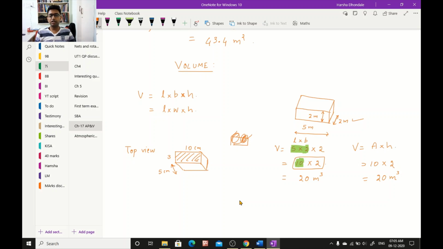So what is the area of this rectangle that you see at the top? It is 30 centimeter square, and let us say this height is 5 centimeter. So area into height, 5 centimeter gives me 5 3s are 15, 150 centimeter cube. So therefore volume can also be taken as area into height.